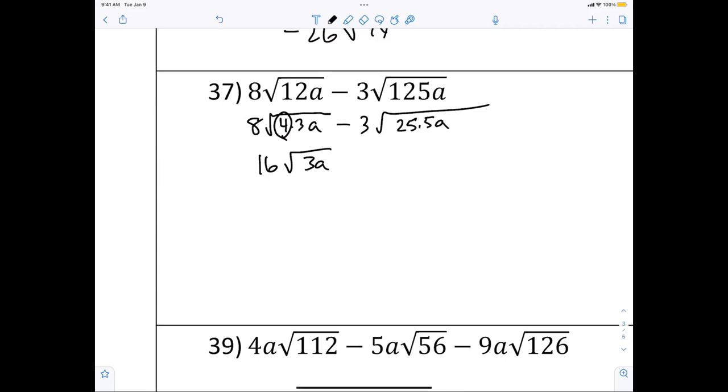Good. Now what? 25 breaks down to 5. Mm-hmm. 5 times 3 is 15. Yes. So it's minus 15 and 5 then.